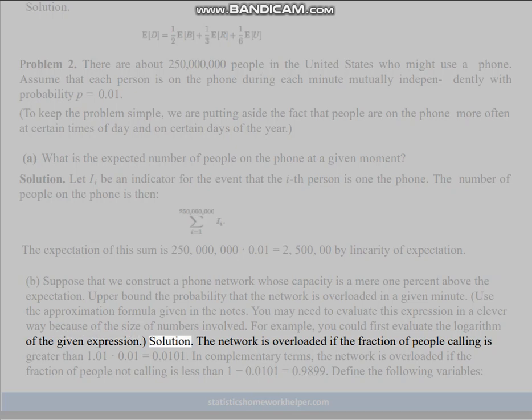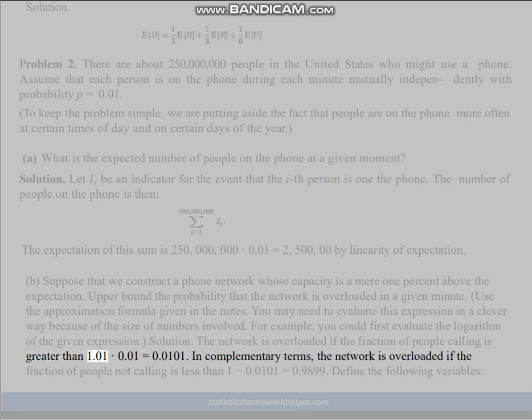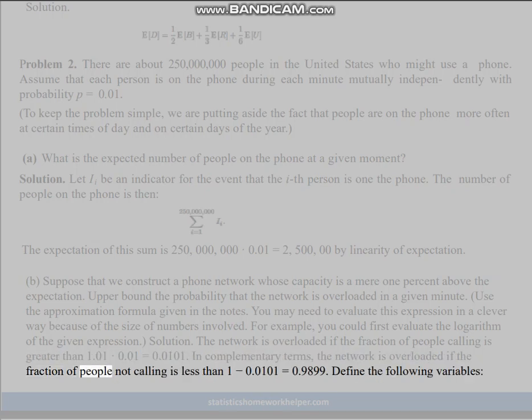Solution. The network is overloaded if the fraction of people calling is greater than 1.01 × 0.01, which is equal to 0.0101. In complementary terms, the network is overloaded if the fraction of people not calling is less than 1 - 0.0101, which is equal to 0.9899. Define the following variables.